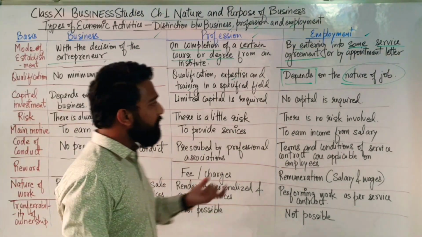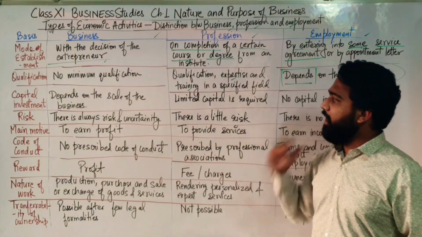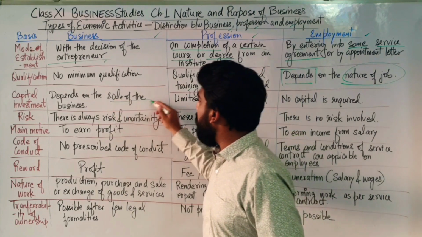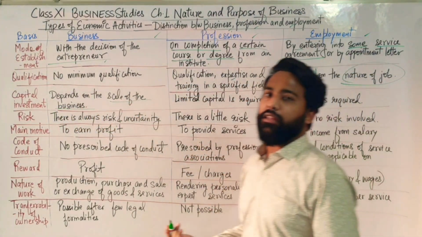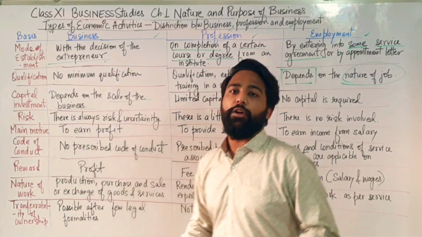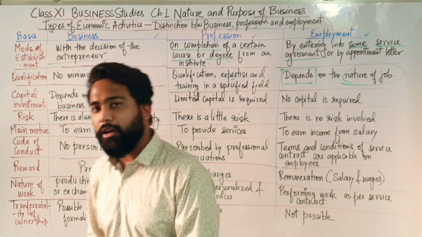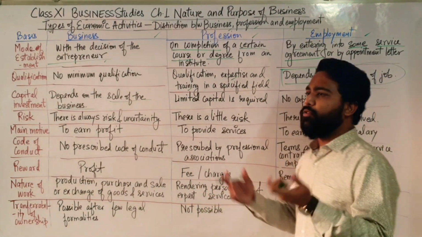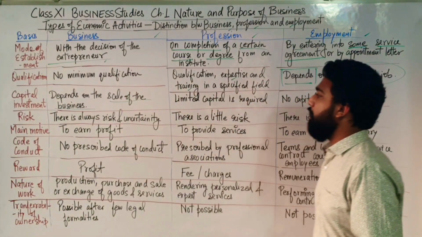Now, the next is capital investment. How much money is to be invested for these economic activities? For business, it depends on the scale of the business. At what scale am I starting the business? Suppose it's a huge business, then I need to have lots of money, 10 crore, 20 crore, 100 crores. But what if I had to start just a small shop? I guess only 10 lakhs. Under 10 lakhs I can start my own shop.